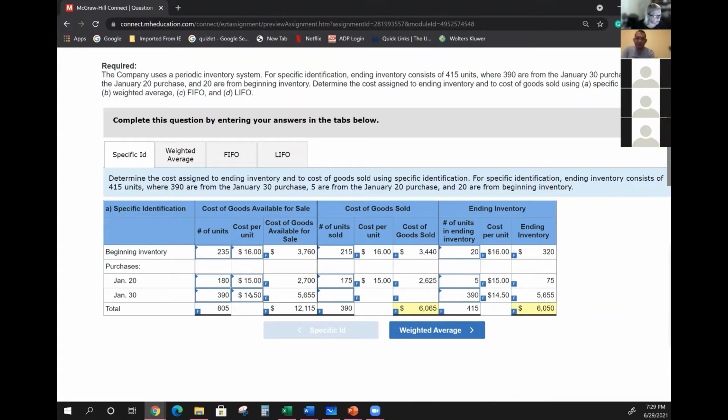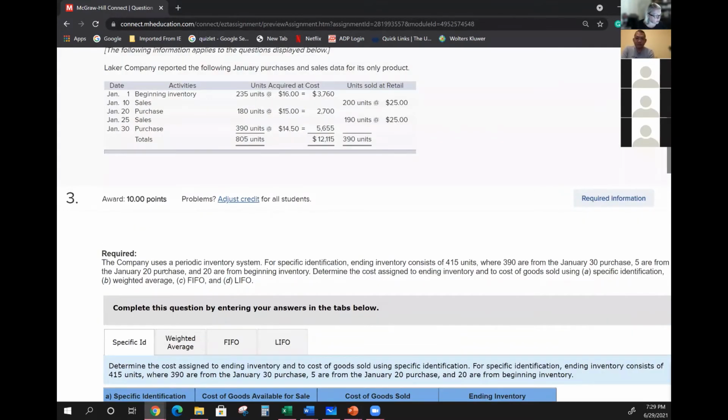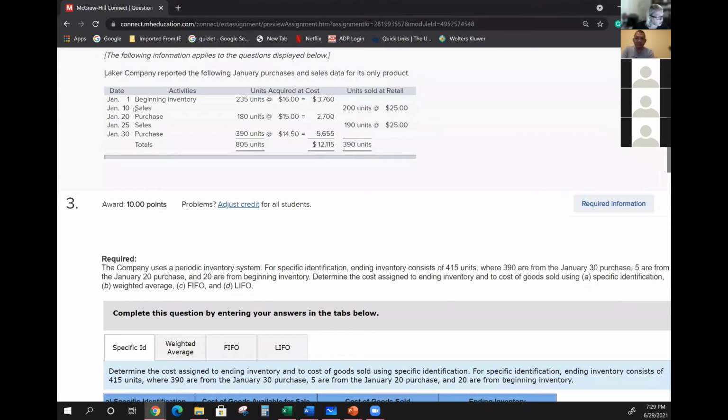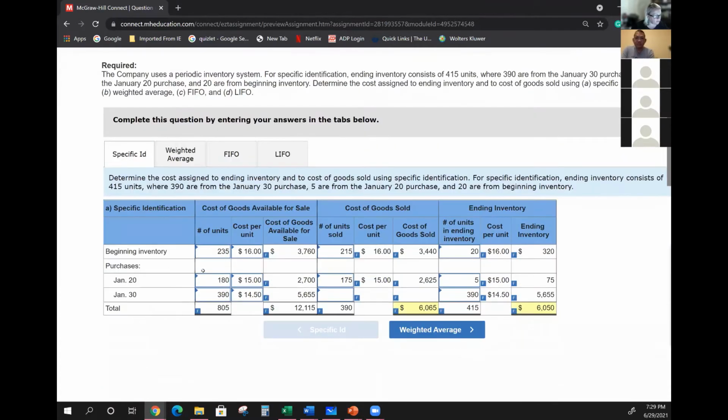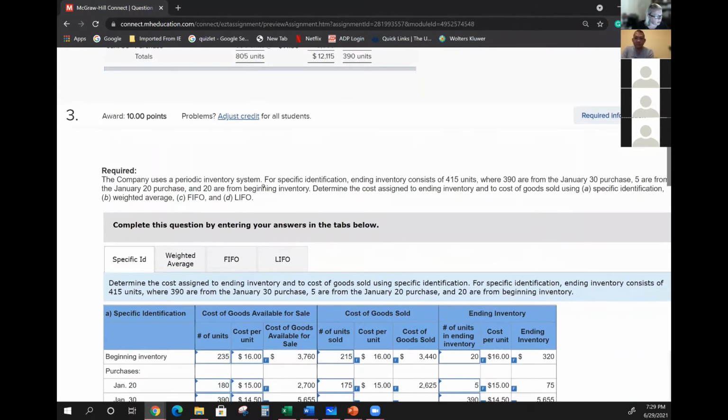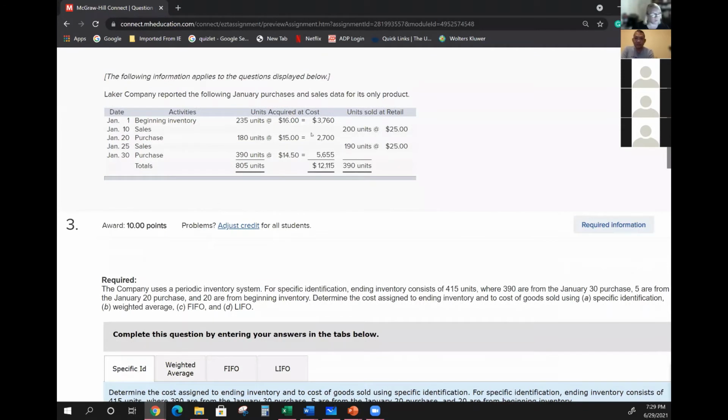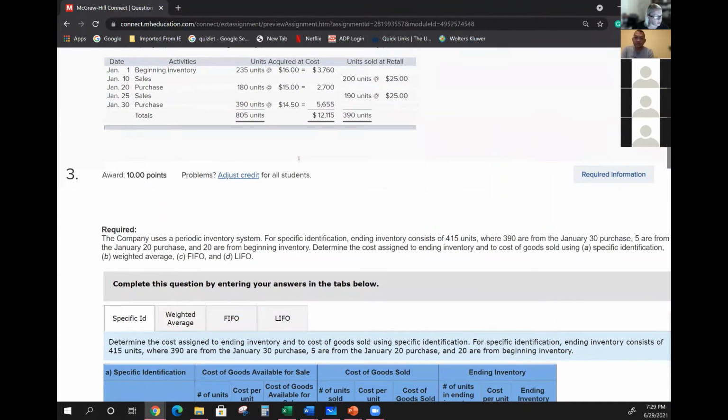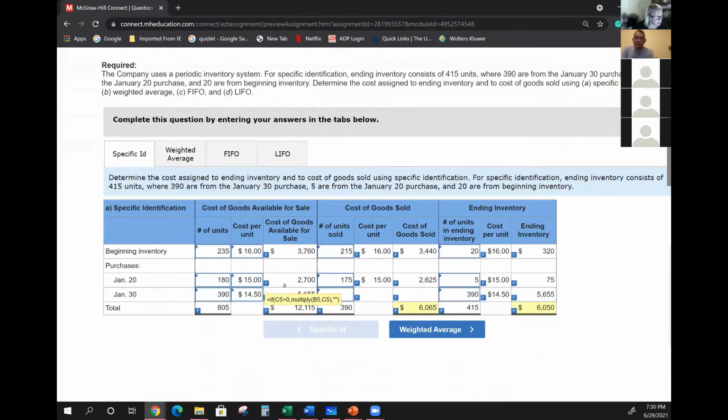Now, I'm looking at what I purchased. What did I purchase for that month? I had 2 purchases. And so up here, you can see January 10th, I had some sales. I had some purchases on the 20th and on the 30th. So I'm just going to fill those in. I'm filling in the information they gave me. Got my $15 for the purchase of the 180. And then my purchase of 390 units, I have $14.50, total it out. So it tells me what's available, $12,115.